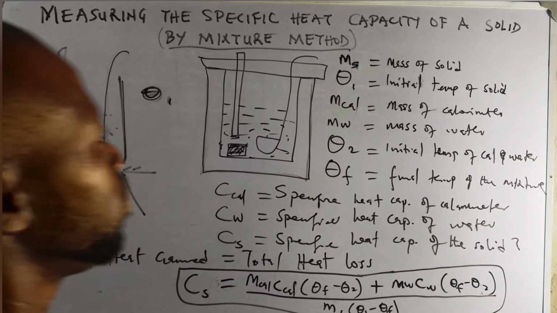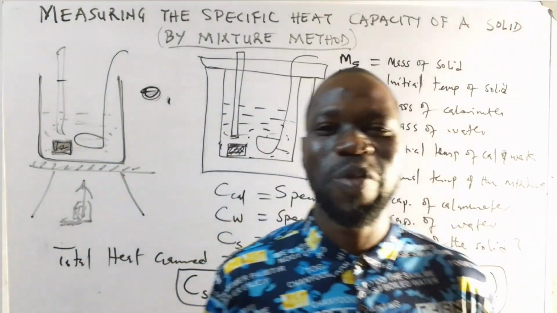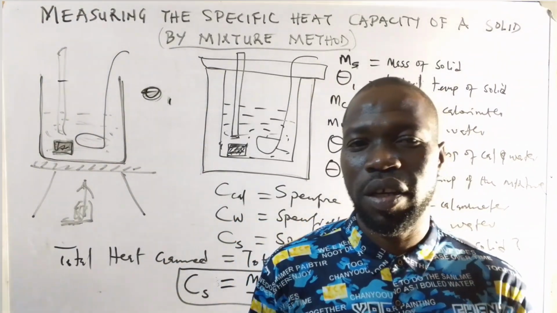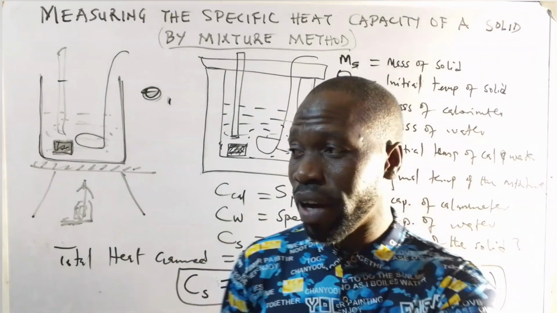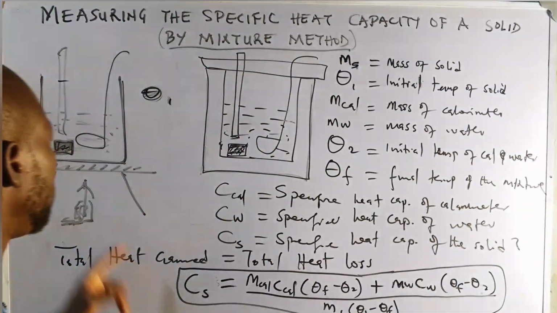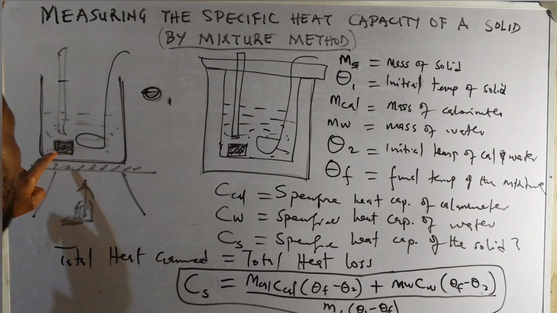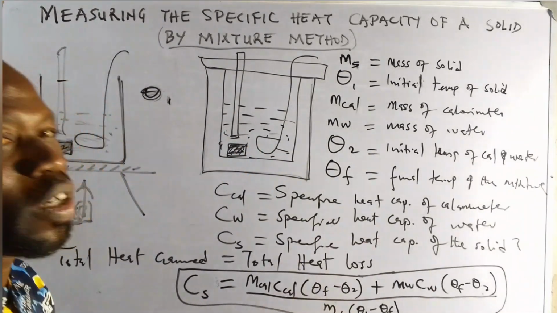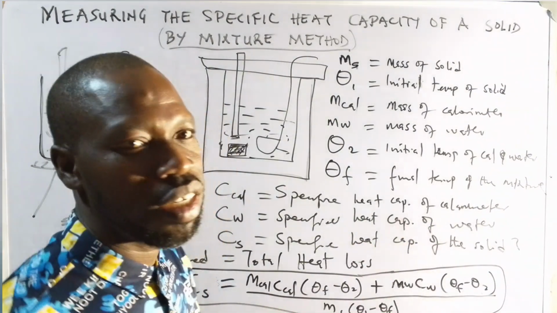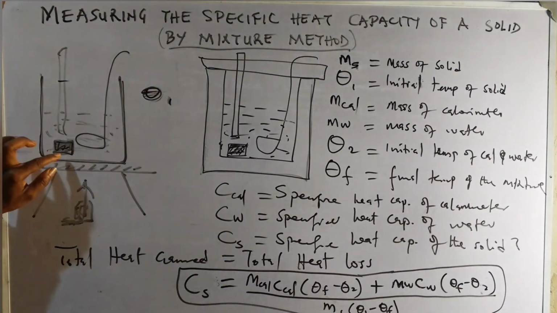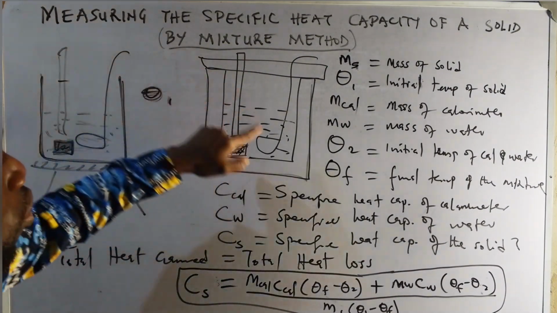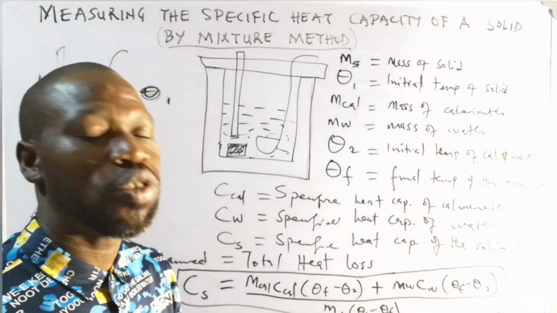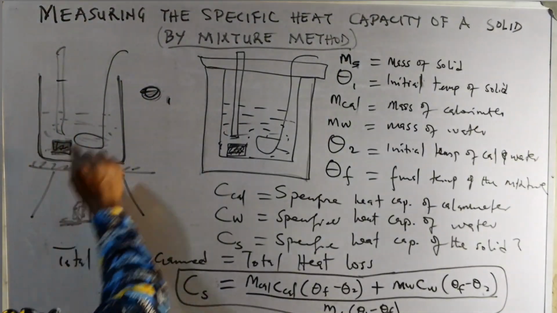This is a simple experiment that you may be asked to explain in an exam, and trust you me, it's very, very simple to explain. What are the few precautions you need to take while carrying out this experiment? First of all, make sure that you stir continuously, in both setups, to ensure that the temperature is evenly distributed. Number two, when transferring this solid from the beaker to the calorimeter, make sure it's done quickly to minimize heat loss during the transfer.